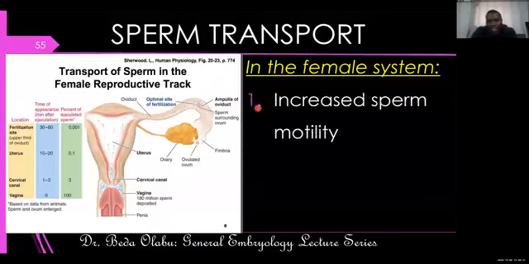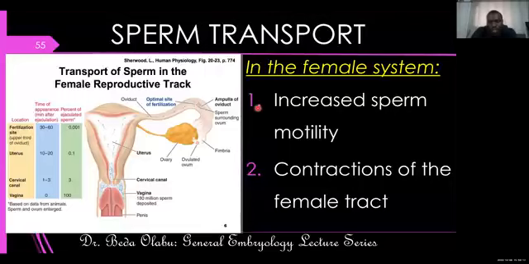When the sperms are in the female reproductive tract, we agreed last time that they will undergo capacitation. When sperms undergo capacitation, their motility is increased, and that means they can swim faster than they have ever swum. So this increased motility of sperms is also a mechanism that promotes sperm movement. Also, the female reproductive tract, in particular the uterus and the fallopian tube, contract. The contractions of the female reproductive tract also promote sperm motility.